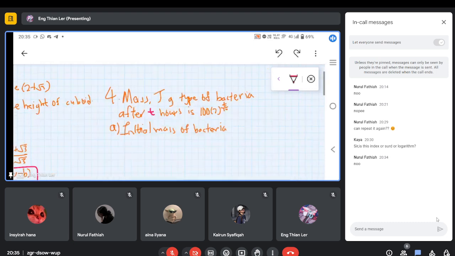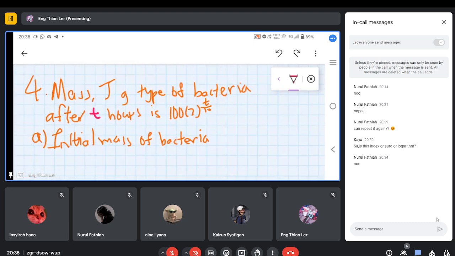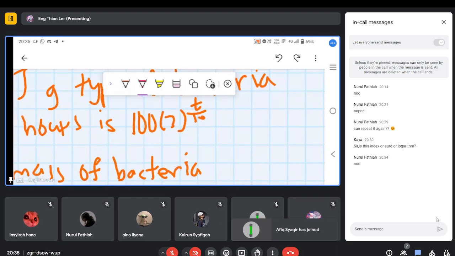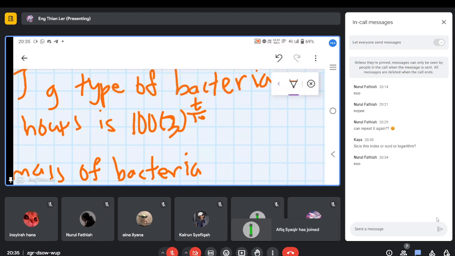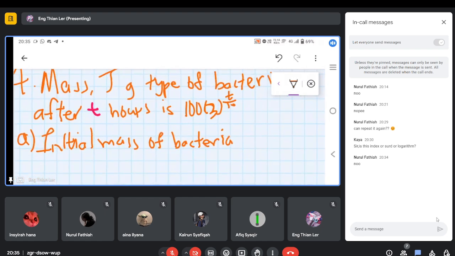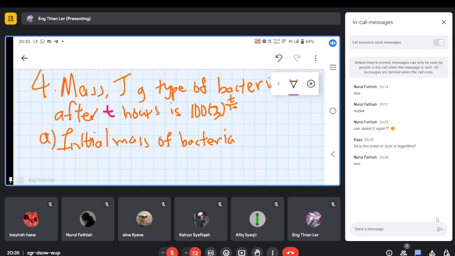Alright, so let's continue with number 4. We have the mass, J grams, of a type of bacteria after T hours given by this formula right here. So it's 100 multiplied by 3 to the power of T over 10. First, the initial mass of the bacteria. So how do we find the initial mass? Anyone have an idea about how to find the initial mass?